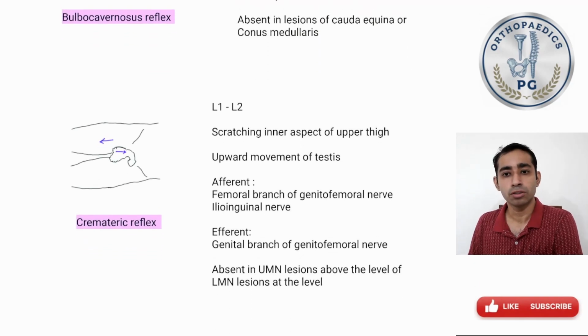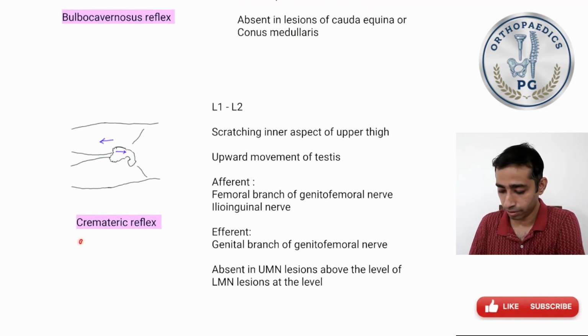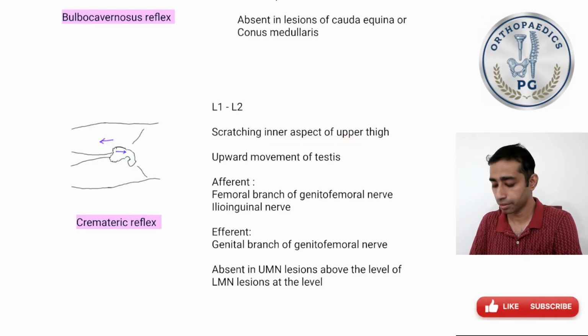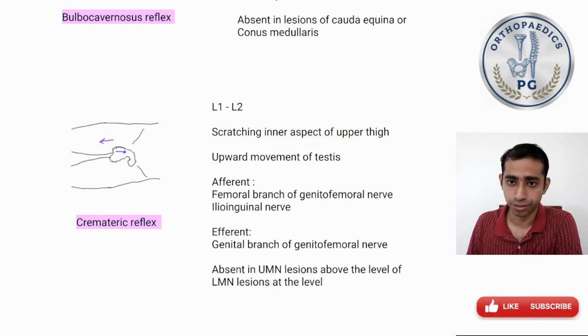The last important superficial reflex is the cremasteric reflex. The nerve root value is L1, L2, and here you scratch the inner aspect of the upper thigh, and there is upward movement of the testis due to contraction of the cremasteric muscle.